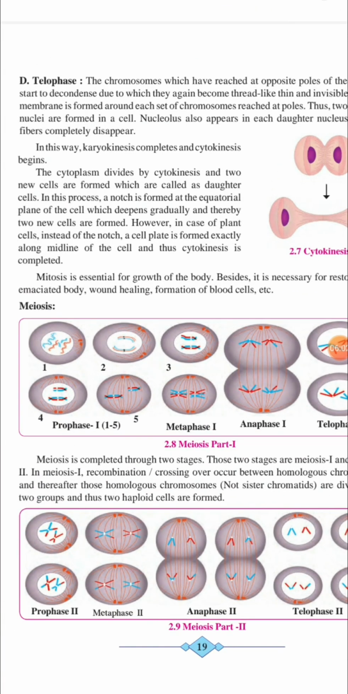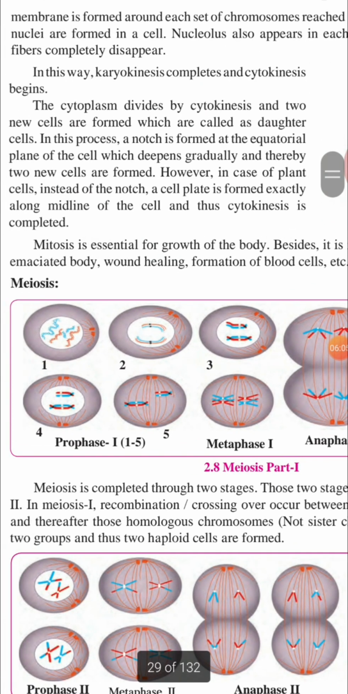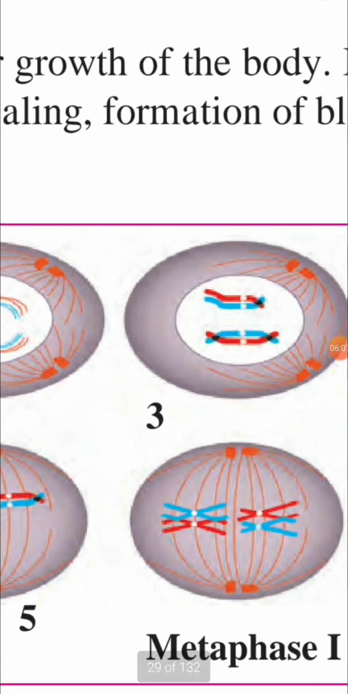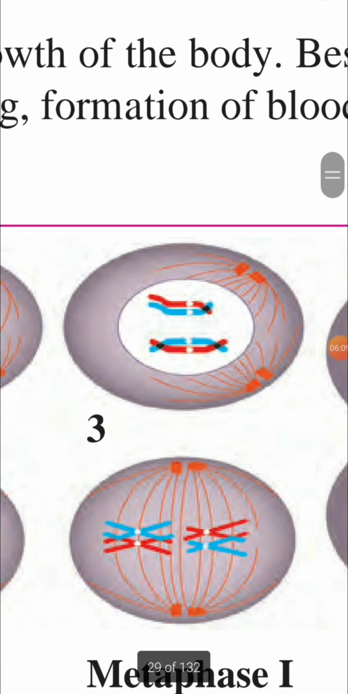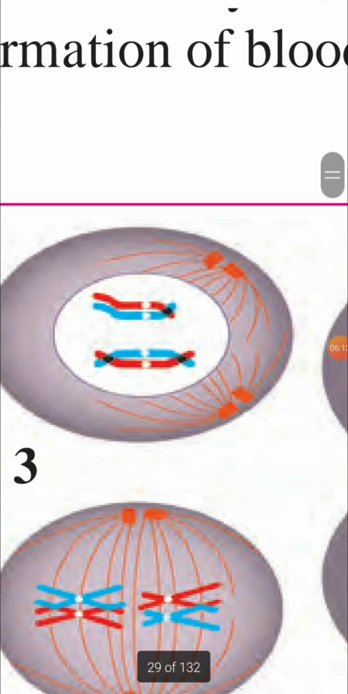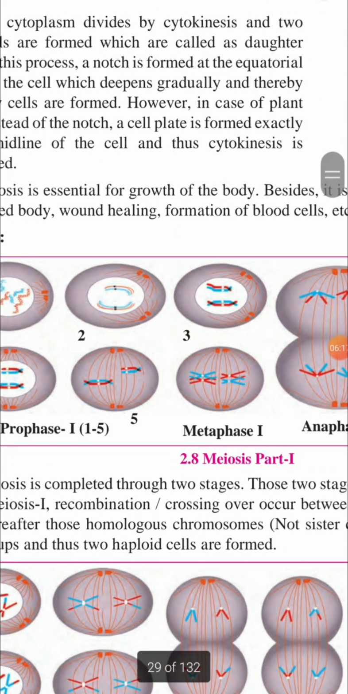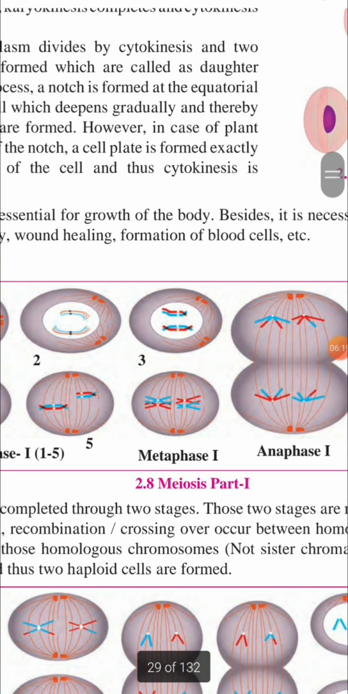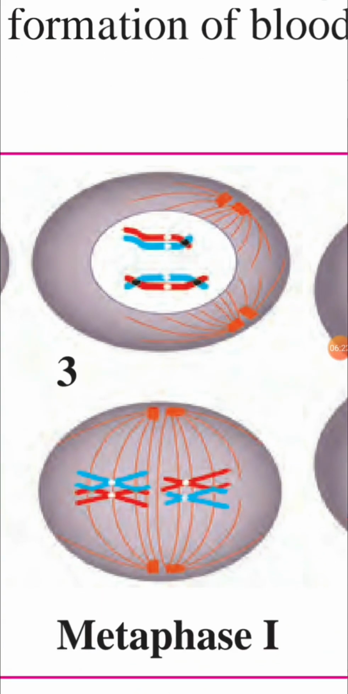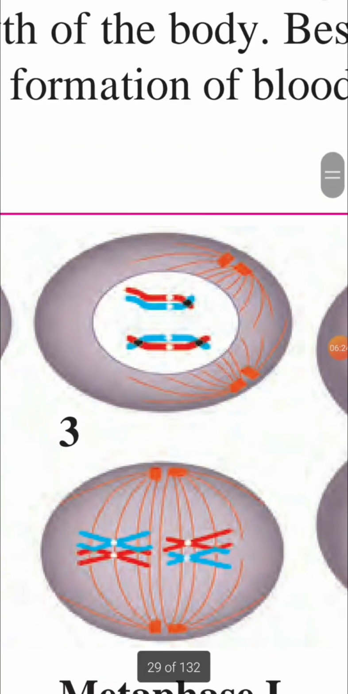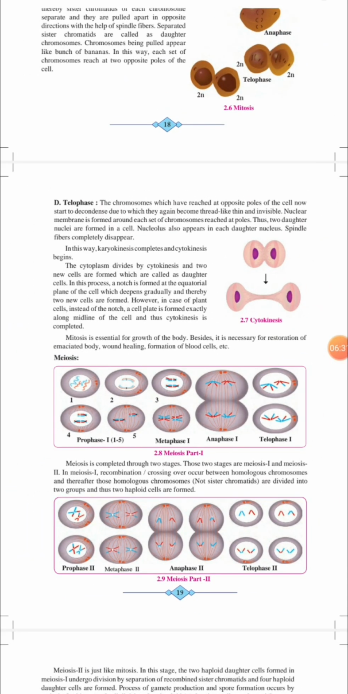In these 5 steps of prophase 1, the third step is very important. Why is it very important? Because in this third step the homologous chromosomes are crossing over. So crossing over is very important, and this crossing over happens between non-sister chromatids. Why non-sister? Because their colors are different, that's why we call them non-sister chromatids.